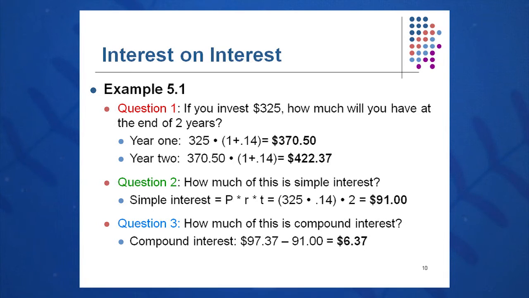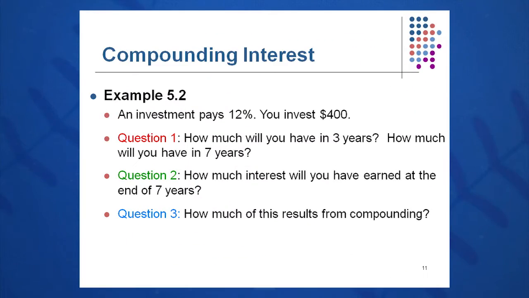How much is simple interest? P times R times T, 325 times 0.14 times 2, and that gives me $91. And how much is compound interest? Well, all the balance, $6.37 is compound interest. So again, you see, if I can get my money into a compound interest environment, I'll do much better. Example 5.2, you have $400 to invest.